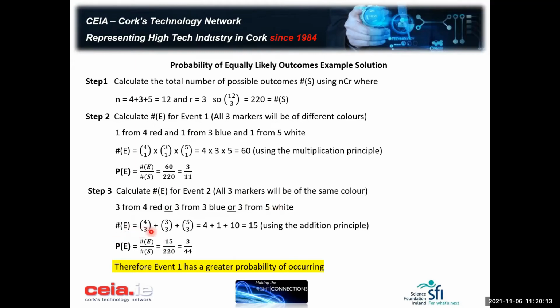Sorry to interrupt you there. Now I've got a question that just came in. That's fine. I think it's from the last section. Why doesn't 4 by 3 by 5 equals 60 work for the total number of possible outcomes?